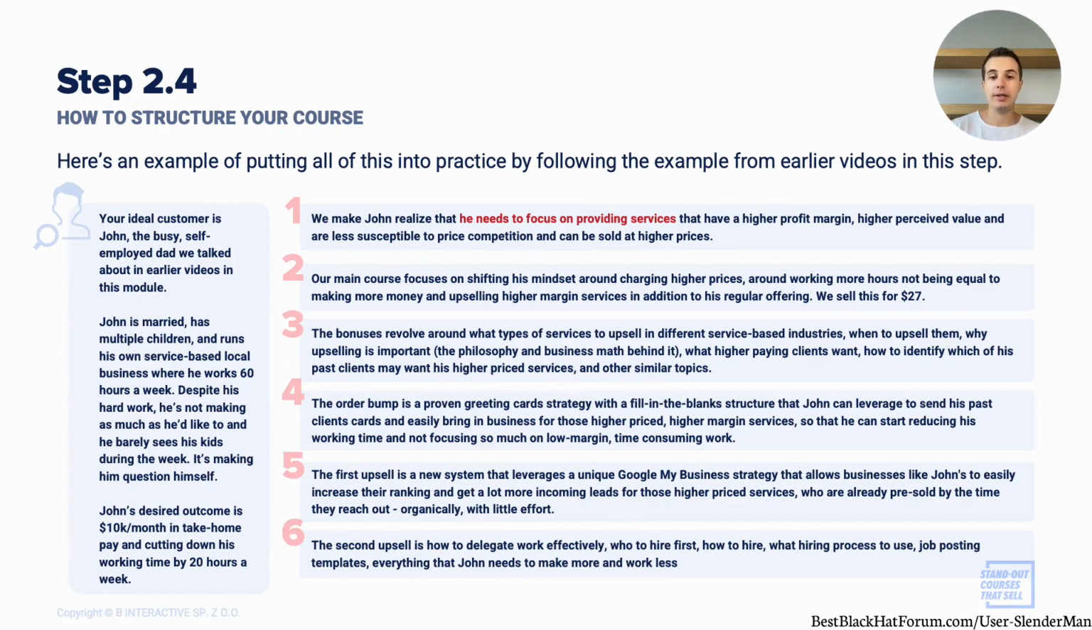and it's making him question himself and whether he should continue doing this business, right? So John's desired outcome is getting to $10,000 a month in take-home pay and cutting his working time by 20 hours a week so he can spend time with his family, right? Great goal. So what are the steps that John needs to go through in order to achieve this outcome?